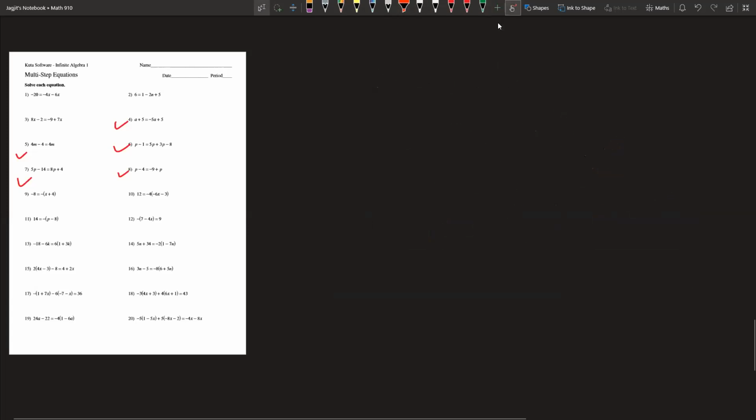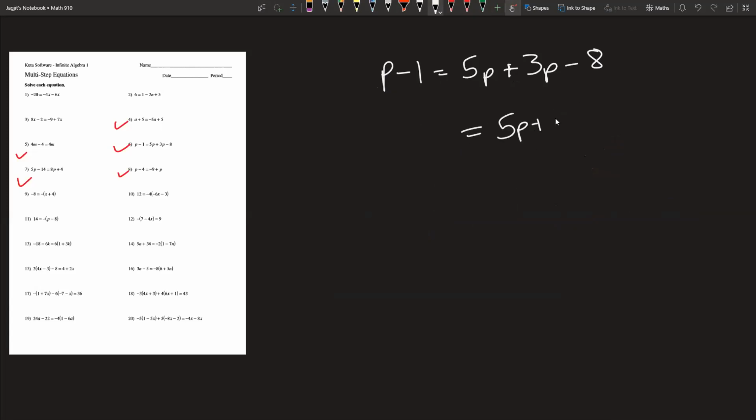Next up, what you have is p minus 1 is equal to 5p plus 3p minus 8. All right, so we got to bring all the p terms together. So right now we got to move this p term to the other side. So we get 5p plus 3p. Now this was p, positive p. When it goes to the other side, it becomes minus p. Now this was minus 1. This minus 8, when it moves to the other side, it becomes plus 8.